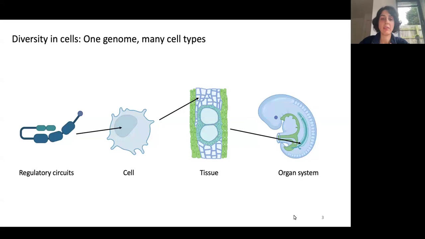In each creature, we have only one genome per cell, but this genome has generated so many different cell types. And we want to know what are actually the regulatory circuits that underlie the cells and define their identity. Then these cells together shape the tissue, and then these tissues shape the organs. So all this process shapes a very fundamental question in biology: to understand how different organs are shaped.